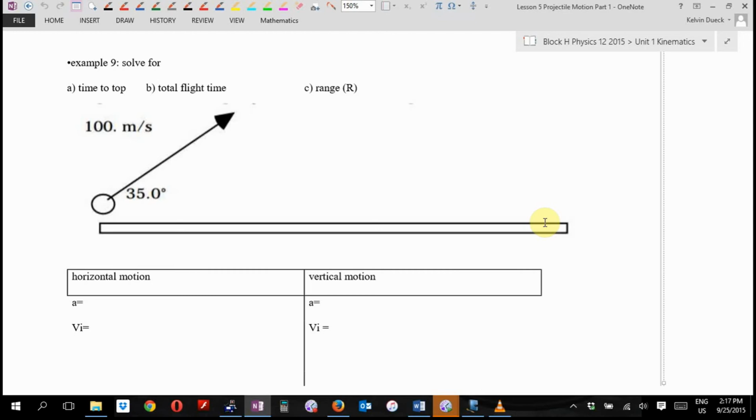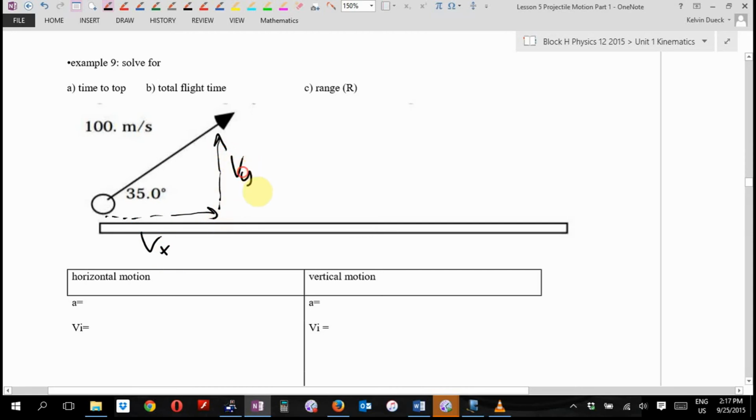Example 9 says find time to top, total flight time, and the range. Why is this one so much tougher? Slanty. Although it's not any tougher, because you can think of a slanty as moving horizontally and vertically at the same time. Do you remember the key word? The end letter C? We're going to break this into components. If you give me anything slanty, I refuse to deal with it. I will break it up into horizontal and vertical components.